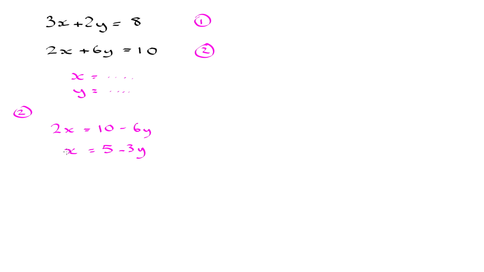So now that we have x equals something to do with y, we can put that into this equation 1 where the x is. And so once we do that, we're not going to have any x's left in our equation, it's just going to be y's, which means that we could solve it. So let's do that. 3x, and x is 5 minus 3y, 5 minus 3y, plus 2y equals 8.